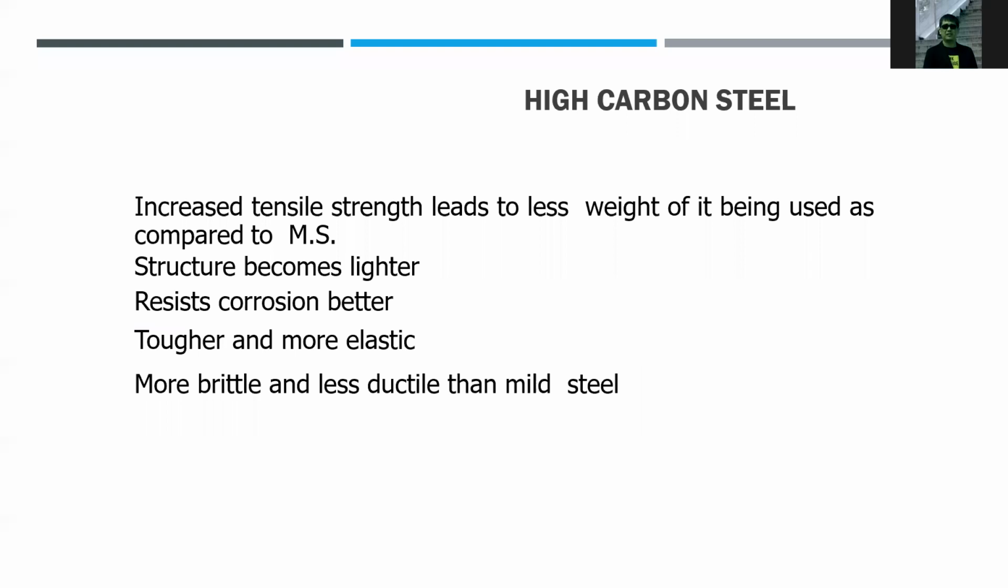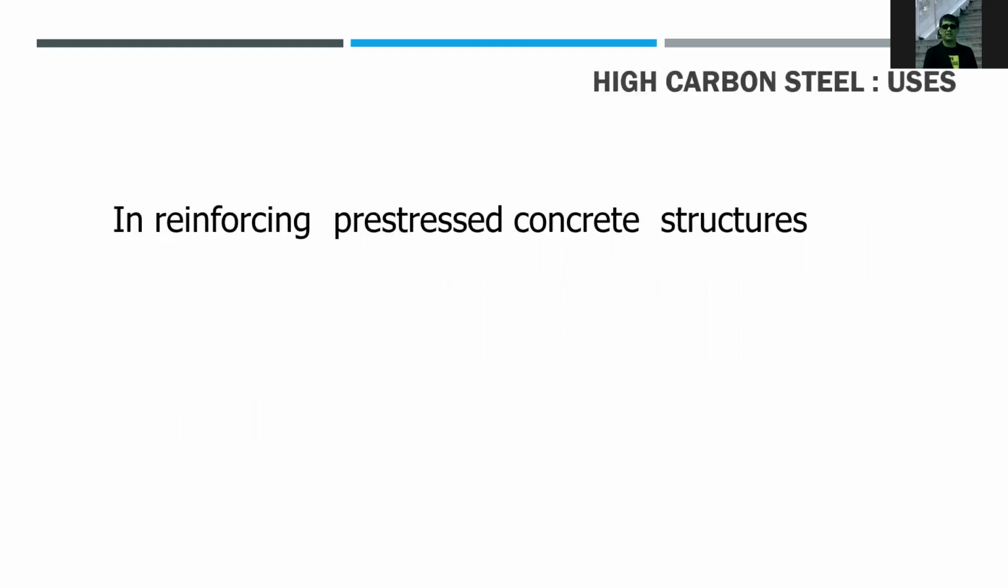So high carbon steel has increased tensile strength, which leads to less weight being used compared to mild steel. The structure becomes lighter, resists corrosion better, and is tougher and more elastic, but more brittle and less ductile than mild steel. So high carbon steel is more brittle than mild steel. High carbon steel is used for reinforcing pre-stressed concrete structures.